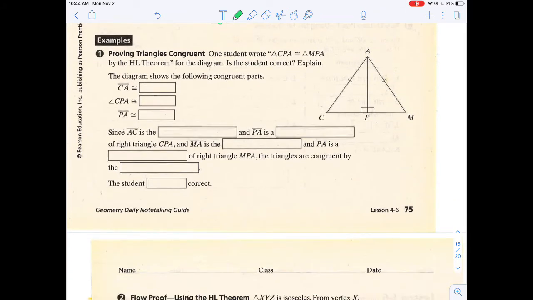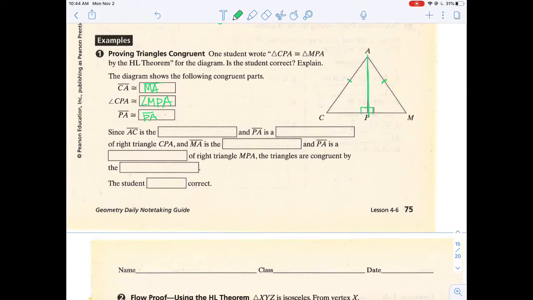The first example is proving triangles congruent. One student wrote triangle CPA is congruent to triangle MPA by the hypotenuse leg theorem. Is the student correct? So we know CA is congruent to MA because they're marked right here. That's given. We also know angle CPA is congruent to angle MPA because they're both 90-degree angles. And we know PA is congruent to PA. That's this line in the middle that's part of both triangles.